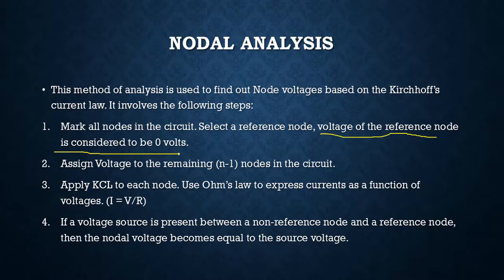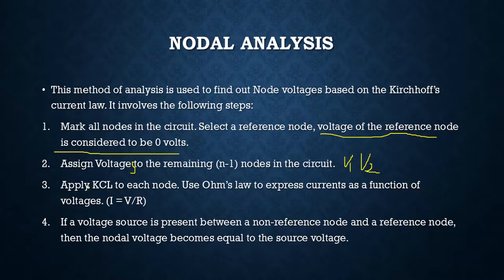Now there are n minus 1 nodes left in the system, and what you need to do is assign voltages to the remaining n minus 1 nodes in the circuit, as you can say V1, V2, V3 and so on, or VA, VB and VC and so on, right? These will be assigned voltages as variables, of course, because these are ultimately the parameters that you need to calculate, right?